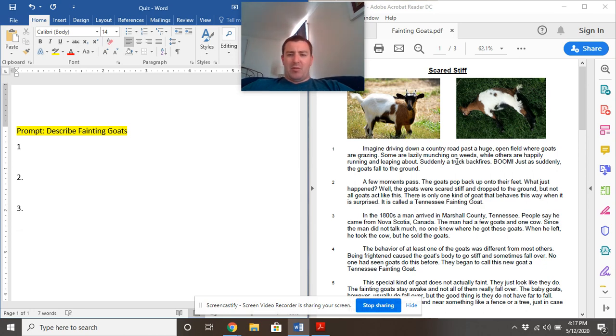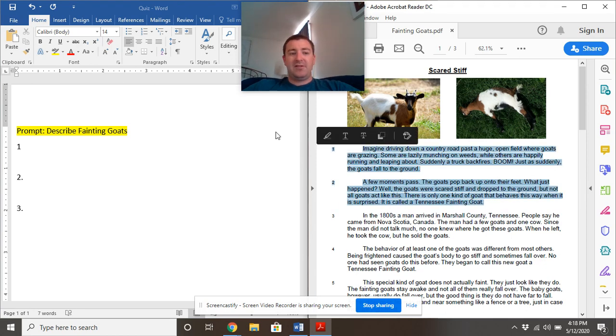Imagine driving down a country road past a huge open field where goats are grazing. Some lazily munching on weeds while others happily running and leaping about. Suddenly, a truck backfires. Boom! There's just suddenly a goat that falls to the ground. A few minutes pass and the goats pop back up to their feet. What just happened? Well, the goats were scared stiff and dropped to the ground. But not all goats act like this. There's only one kind of goat that behaves in this way when it is surprised, and it's called the Tennessee fainting goat.